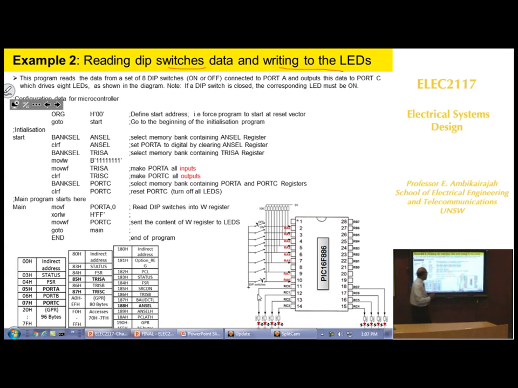So in the circuit diagram, I've got port A, and if you look at port A, all of them consist of dip switches. If the dip switches are not closed, they will be 1. If it is closed, it will be 0. And all 1 belongs to turning on the light. So I have connected all the LEDs through a limiting resistor to port C. So I'm looking at port A and I'm writing the data in port C.